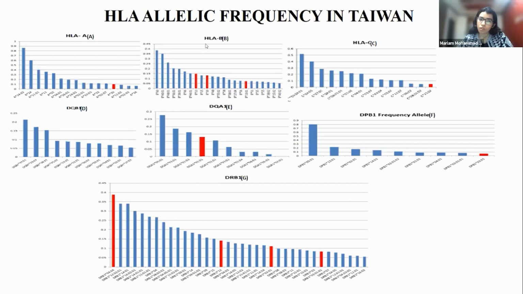Moving further, if we talk about HLA-B, the allele found in the overall healthy population was this one, but the ones highlighted in red were found to be linked with COVID-19. Similarly, if we talk about HLA-C, this particular allele was the highest in the general population, but HLA-C*1502 was found to be linked with the development of COVID-19.